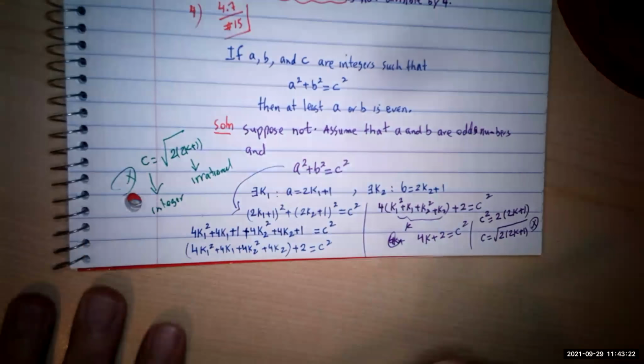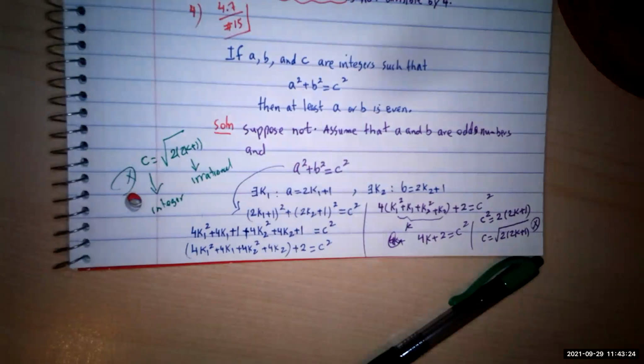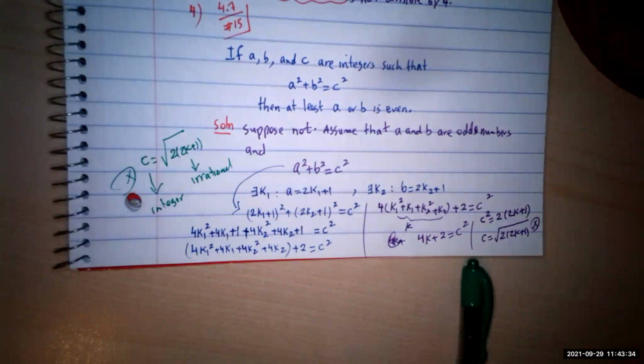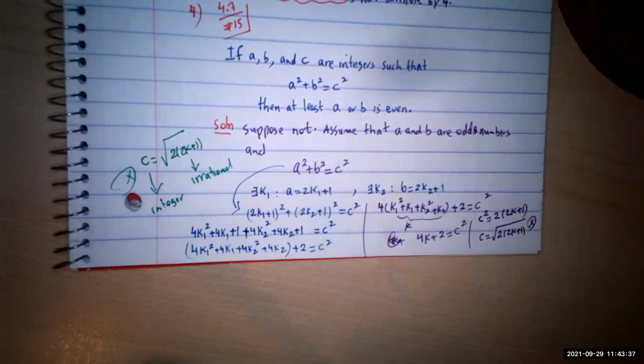So that gives you a contradiction. Therefore, by contradiction, we show that one of A or B must be even. You cannot have the case that both of them are odd numbers. So A or B must be even. It's a very nice problem, with nice techniques that we use.